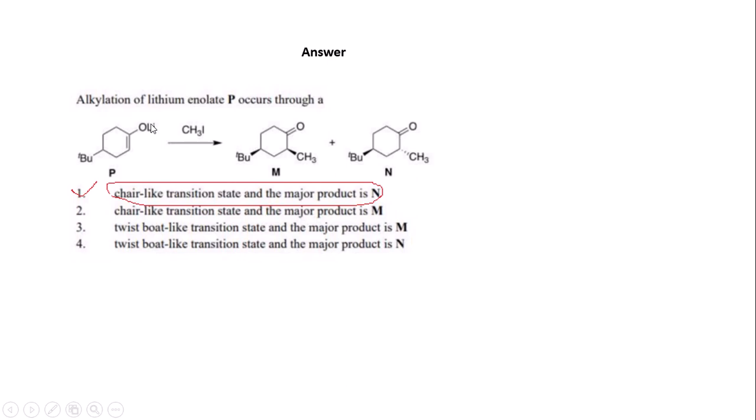From this problem it is shown that the chair-like transition state gives the major product N, in which the methyl and the tertiary butyl group are in the anti orientation, and the methyl group prefers the axial orientation compared to the equatorial orientation due to the 2-alkyl ketone effect.